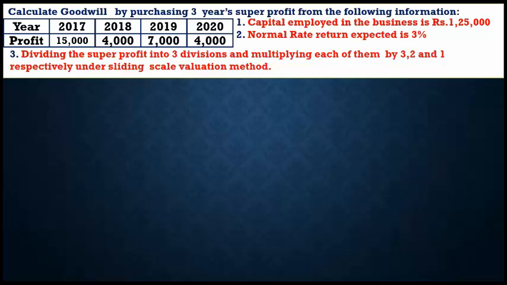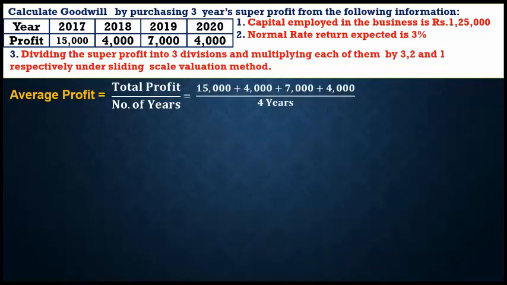The average profit is equal to, what is the formula? Total profit divided by number of years. First year profit 15,000, second year profit 4,000, third year profit 7,000, fourth year profit 4,000, divided by number of years. Given information for 4 years, that's why I have taken 4 years as a denominator.